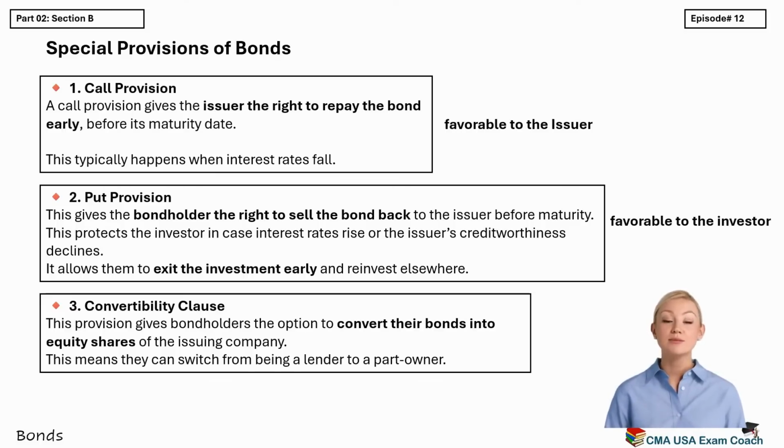In summary, the special features of bonds, including restrictive covenants and special provisions, play a vital role in determining the risk, reward, and flexibility of the bond for both parties. Understanding these features helps investors make smarter decisions and helps issuers structure bonds in a way that aligns with their financial goals. These concepts are highly testable in the CMA exam, so make sure you're confident in each one.